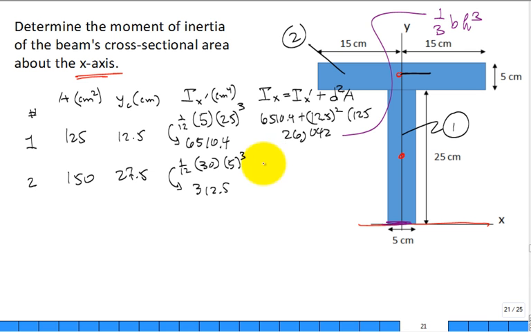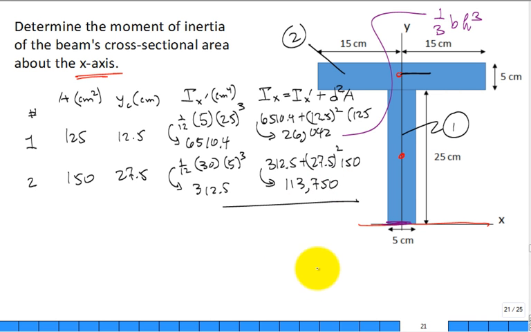Let's do the second one. So what we have is 312.5 plus the separation distance of 27.5 squared times the area of 150. And this turns out to be quite a large number, 113,750. So when we add that column up, you pick up 139,800. So I sub x is 1.40 times 10 to the 5th centimeters to the 4th.